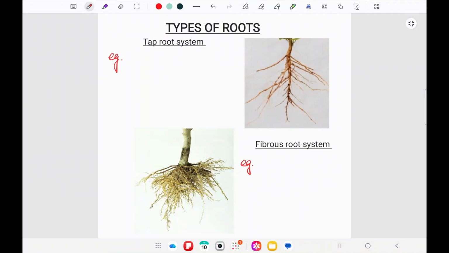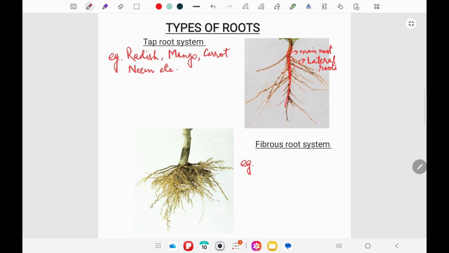Let us talk about the types of root in different plants. First is the taproot system, where there is a central thick root. See here, you can see the central thick root, and this is called the main root or the taproot. And these roots which branch out of the central root are called lateral roots. The plants that have this type of root system are radish, mango, carrot, neem, etc.